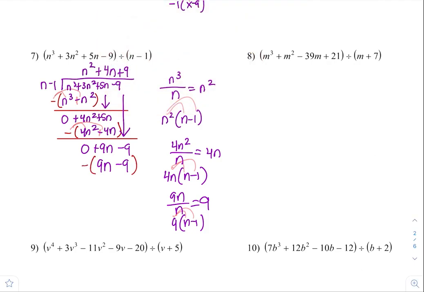Subtract 9n minus 9n, you guys. That's going to give you a 0. Negative 9 minus negative 9, you guys. So negative times a negative is a positive, so negative 9 plus 9 is 0. So what's our answer? n squared plus 4n plus 9.